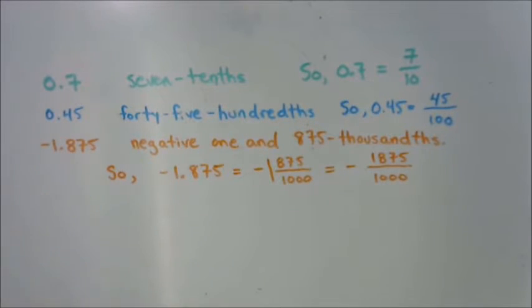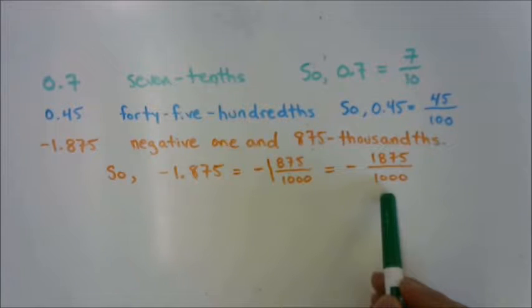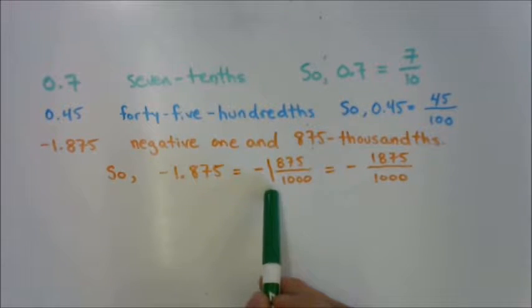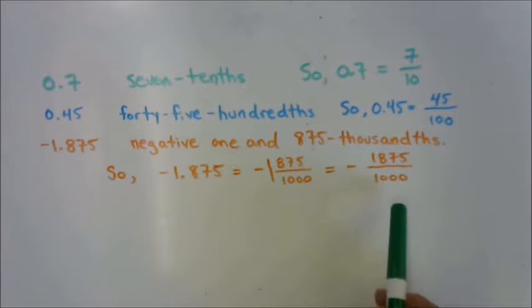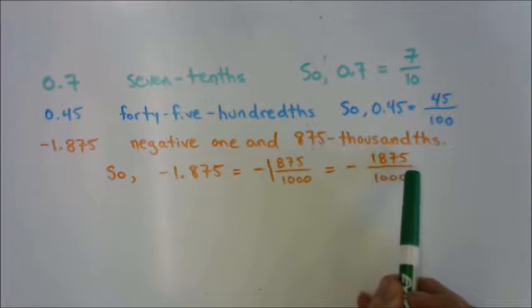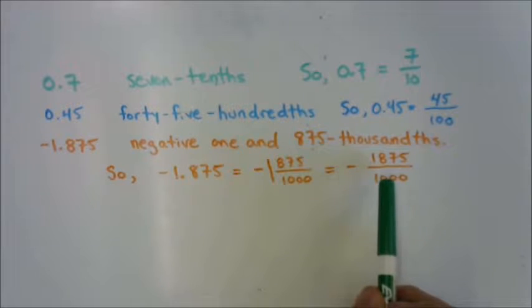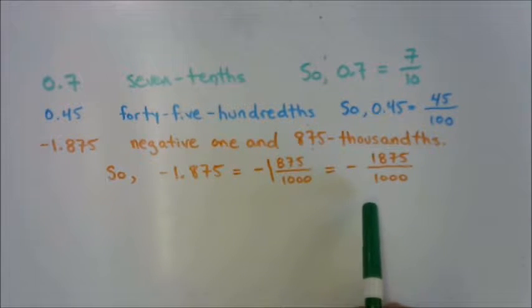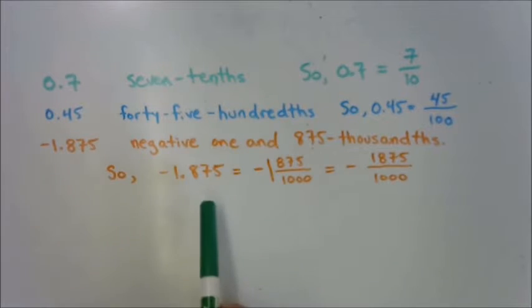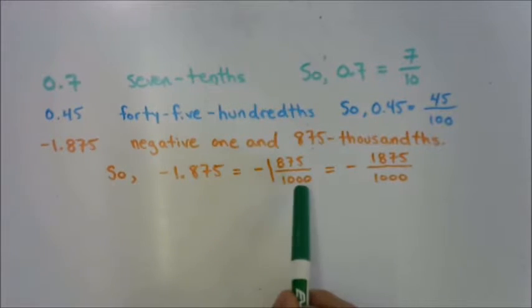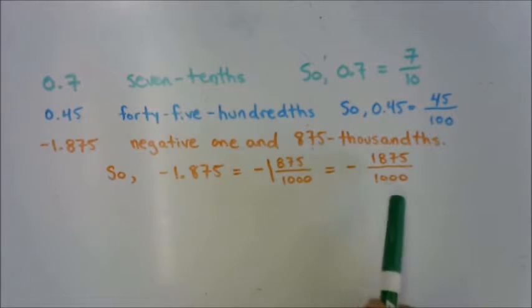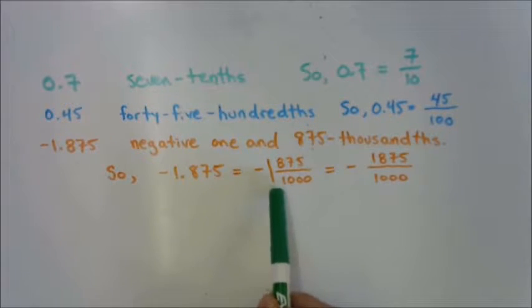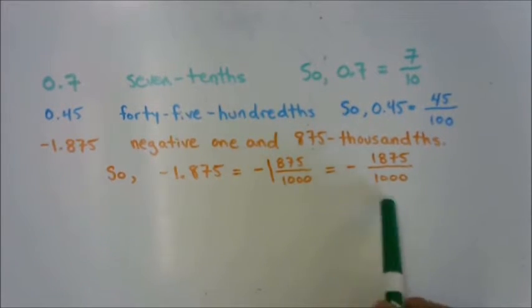Should I put that over 10,000 instead? No. Nope. Why? Because I have here one whole. So if it was over 10,000 and I only had 1,875 of them, I wouldn't have a whole anymore, right? I'd have actually much less. So the denominator won't change. If it says 875 thousandths, then we're dealing with thousandths. Okay? Here shows I have negative one whole and then some more, and this shows the same thing. I have more than one of these things.